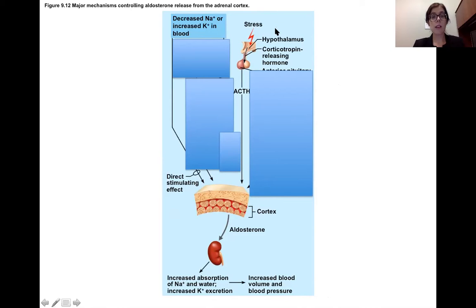Now for stress, however, that'll tell our hypothalamus to release corticotropin releasing hormone, which will tell our anterior pituitary to release ACTH, which will then tell our adrenal gland to release aldosterone, which will tell our kidneys to reabsorb some more sodium, water will follow, we'll excrete more potassium, and we'll increase blood volume and blood pressure. This is why if you're stressed out, you gotta watch out for your blood pressure. You gotta manage that stress.